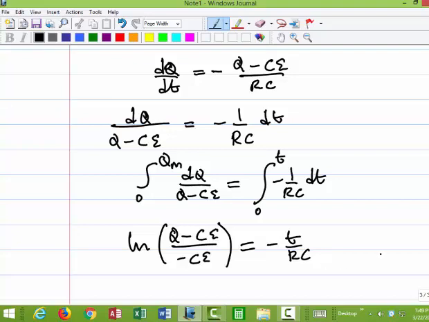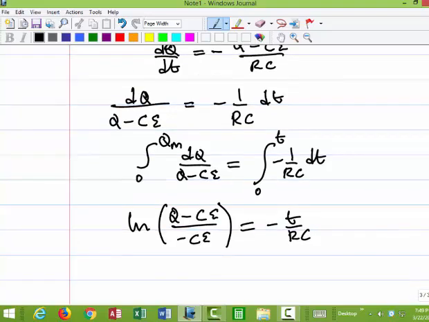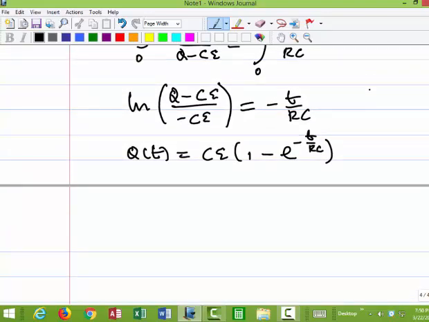And from that, using the natural log, we can now rewrite this. If we take the exponent of both sides, we can say that Q of T is equal to CE times 1 minus e raised to the power minus T over RC. So this is the final result. Okay. You might want to go through this calculation yourself so that you know how to do it. There is a little bit of algebra before that, but I've cut that short.